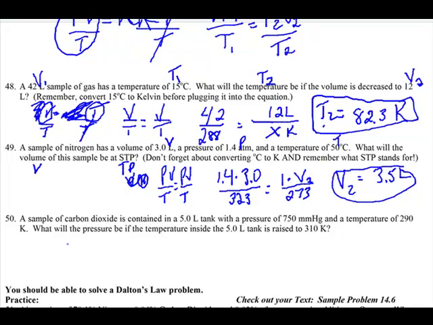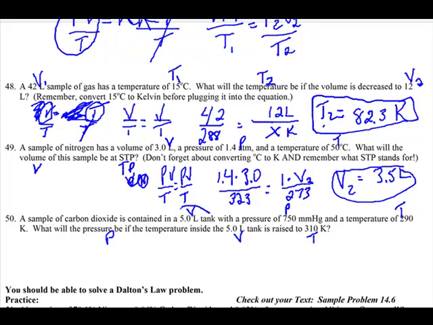Alright, last one here. A sample of carbon dioxide is contained in a 5 liter, so there's our volume, with a pressure of and a temperature of. What will the pressure be? So we're looking for a new pressure, if the temperature inside the 5 liter tank, there's our volume, is raised to, and there's our temp.